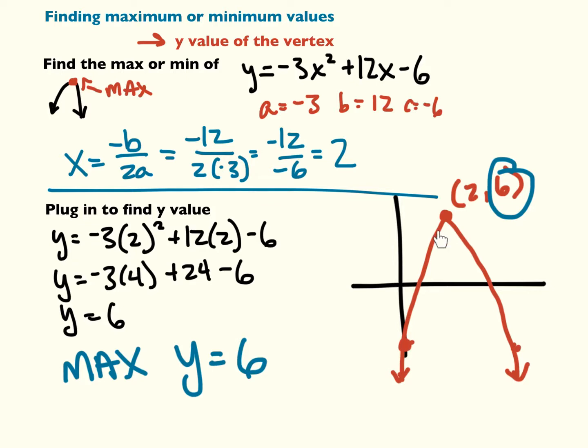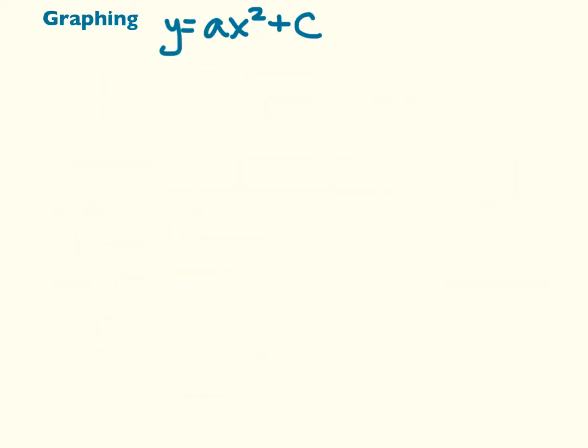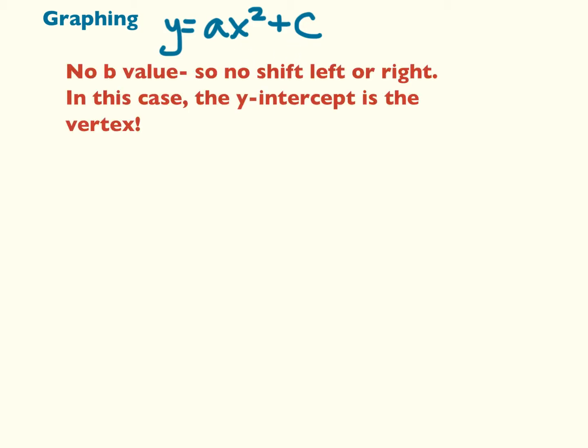Now, of course, this is just a super rough sketch. Now let's look at how we would actually graph this correctly. We'll start off with a simpler example where we have the form y equals ax squared plus c. So what's missing here? There's no b value. So without a b, there's no shifting left or right. In this case, this is really nice.